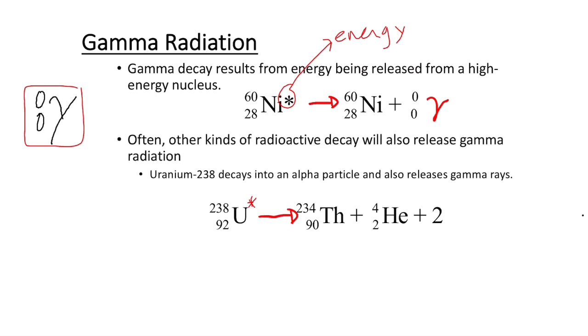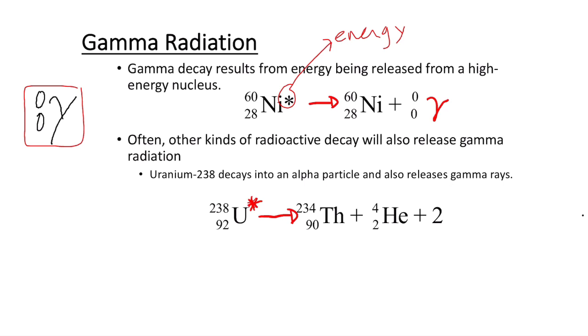Often, other kinds of radioactive decay will also release gamma radiation. So uranium-238 decays into an alpha particle and also releases gamma rays. So your notes are missing the little star here above the uranium. So please make sure you add that in. This is what represents the extra energy being present, which is needed for gamma radiation, for us to symbolize it. So uranium-238 with extra energy decays.